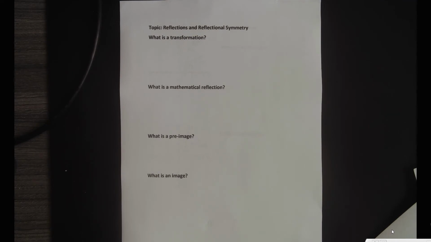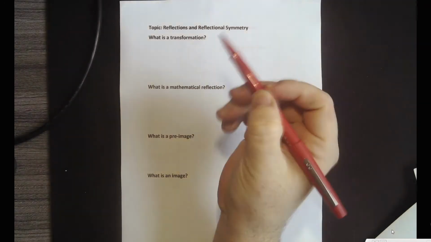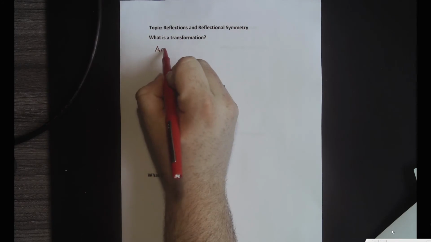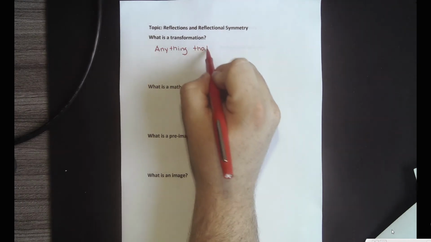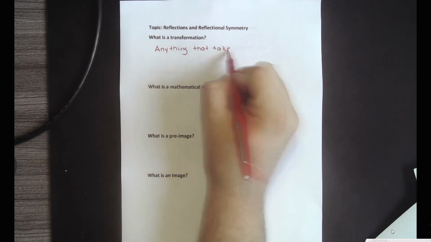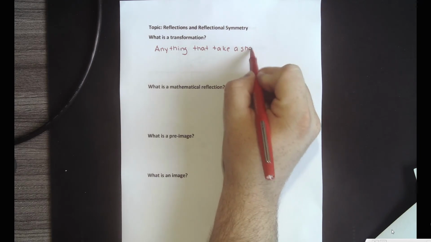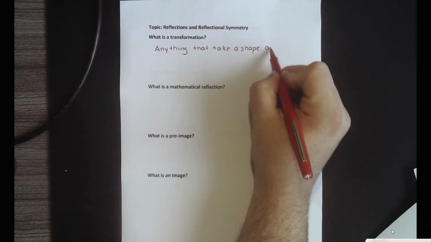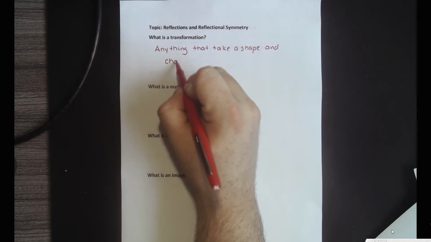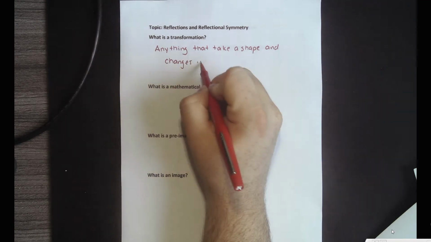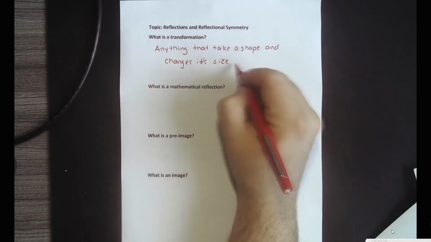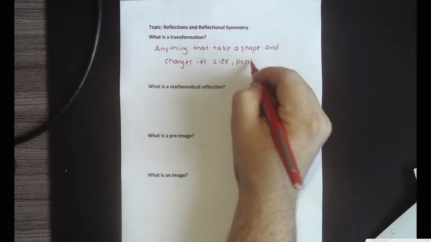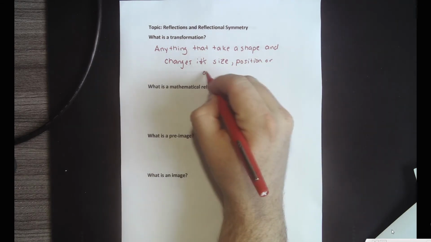So, in transformation units, what is a transformation? A transformation is anything that takes a shape and changes its size, position, or orientation.